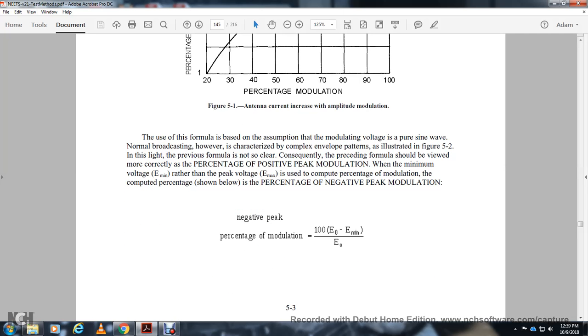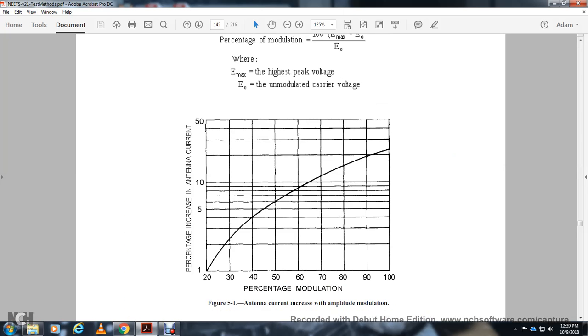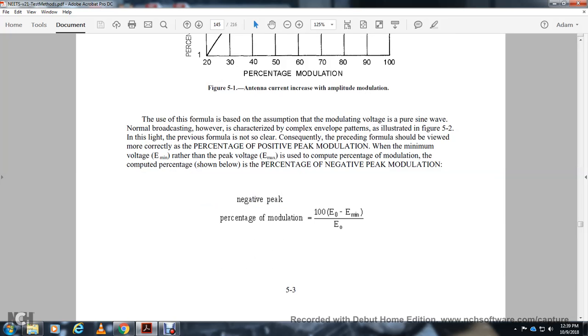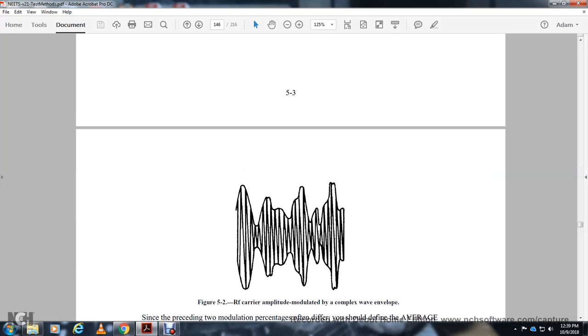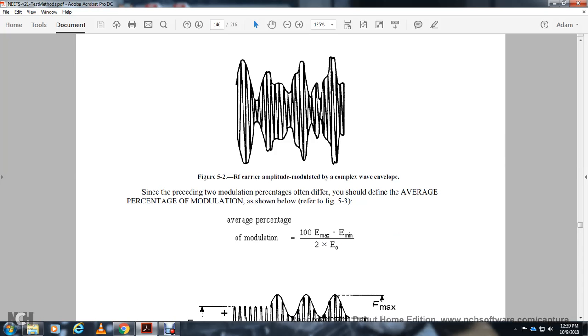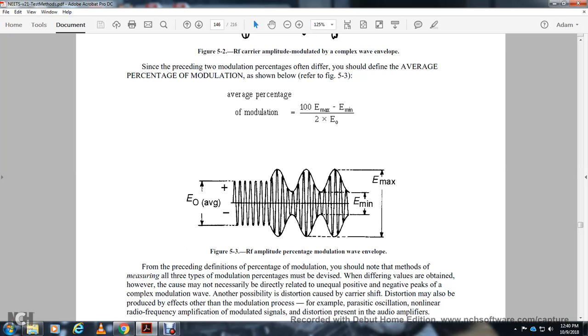Negative peak modulation is equal to 1 times the unmodulated carrier voltage minus the minimum voltage, over the unmodulated carrier voltage, for a radio frequency carrier amplitude modulated with a complex waveform. The preceding two modulation percentages often differ, but you should define the average percent of modulation shown in figure 5.3. Average percent of modulation is equal to 100 times the average voltage maximum minus the voltage minimum, times 2, divided by 2 times the unmodulated carrier voltage.